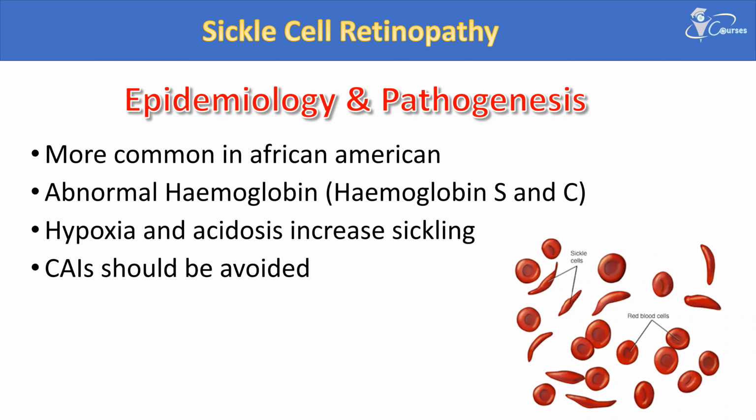There are some risk factors that will increase the liability for this occlusion or sickling of the blood vessels. It will be hypoxia and acidosis. Remember when we talked about the carbonic anhydrase inhibitors, we said that they cause metabolic acidosis as a side effect. So if a patient has hyphema, for example, due to sickle cell disease, he shouldn't receive systemic carbonic anhydrase inhibitors, because it will increase the sickling. So in this case, carbonic anhydrase inhibitors should be avoided.